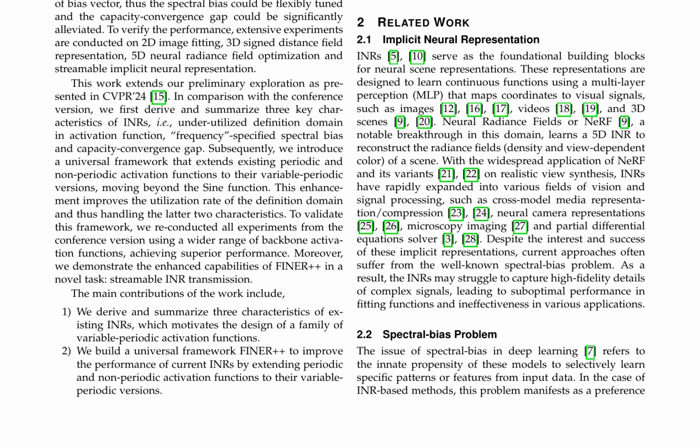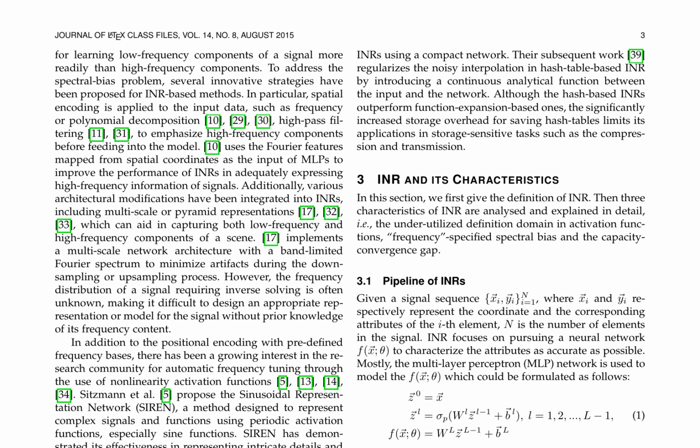The main contributions of this work include deriving and summarizing three characteristics of existing INRs, building a universal framework to improve INR performance, proposing a novel initialization scheme, and substantiating Finer++'s superiority over prior INRs. This work extends previous explorations by moving beyond the Sine function and achieving superior performance with a wider range of backbone activation functions. INR methods have shown promise in representing complex signals and functions.